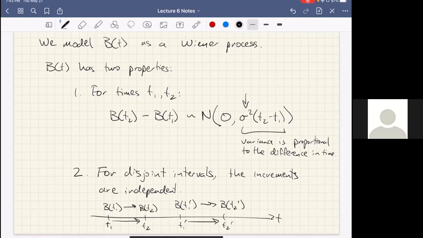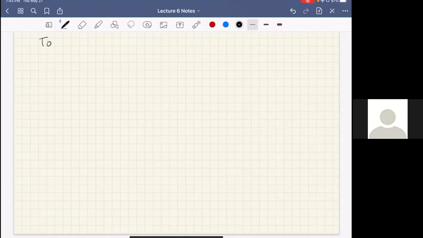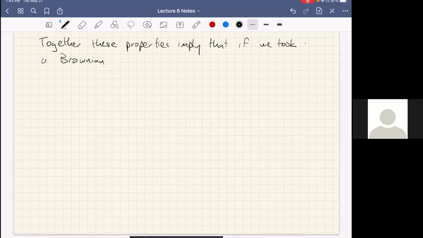So one thing that implies, if we take both these properties together, is that if we took samples of the Brownian motion at regular intervals, the increments would be IID.